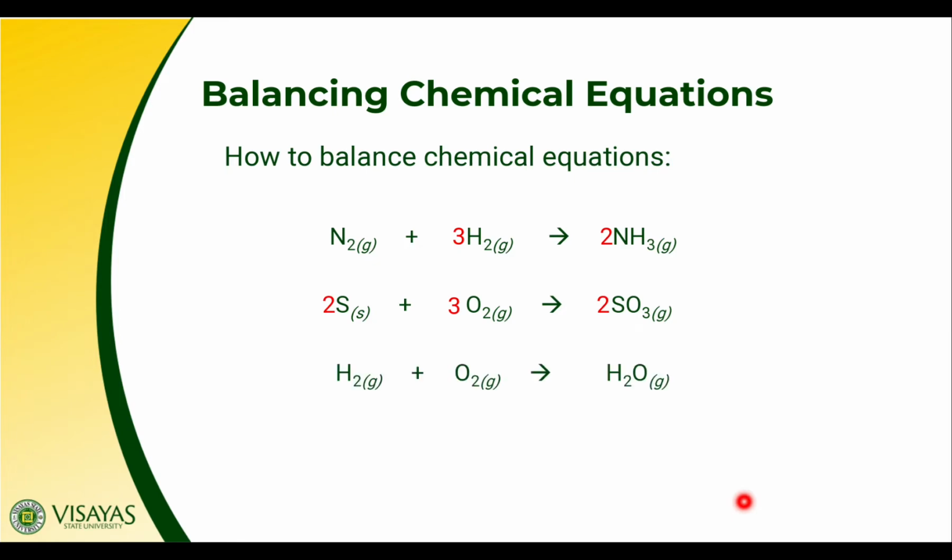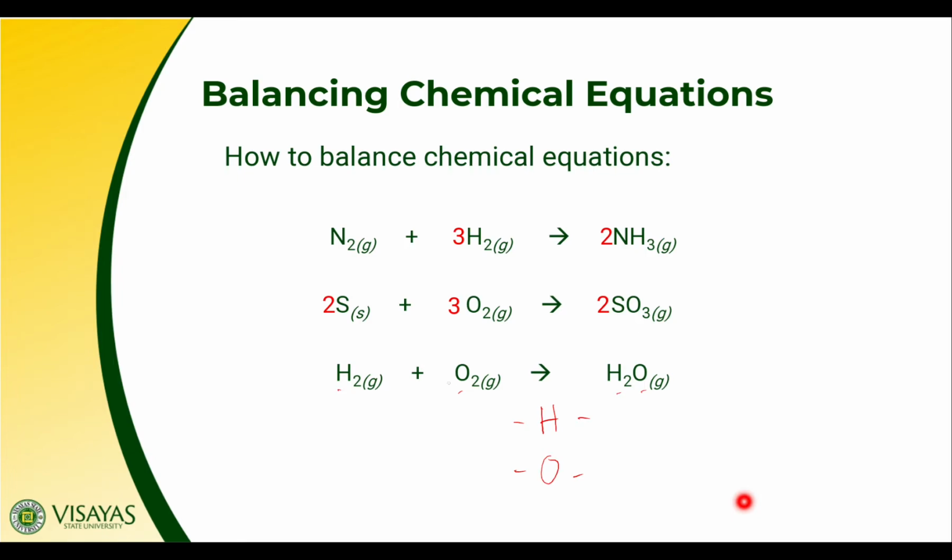Another example, we have hydrogen gas reacted with oxygen gas to form water. So in this equation, we have hydrogen and oxygen. On the left side, we have one hydrogen atom and one on the right side, and one for oxygen on both sides of the equation. So where do we start? We start with oxygen because it has a larger atomic number.